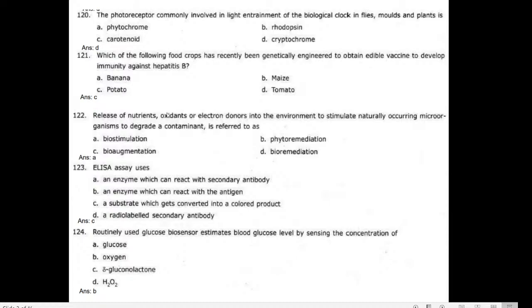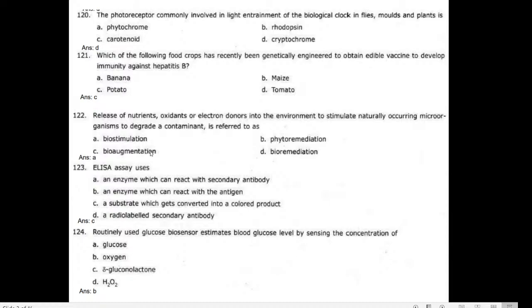Then, release of nutrients, oxidants, and electron donors into the environment to stimulate naturally occurring microorganisms to degrade the contaminant. Here the release of micronutrients, oxidants, and electrons into the environment stimulates the naturally occurring microbes. The key word here is environmental stimulation. We all know that the involvement of microorganisms in the degradation of contaminants is called bioremediation. The key word is that the environment stimulates the microorganisms. Normal microorganisms can't degrade the contaminant; they need nutrients, oxidants, and electrons for their special degradation ability. That stimulation process is called biostimulation.